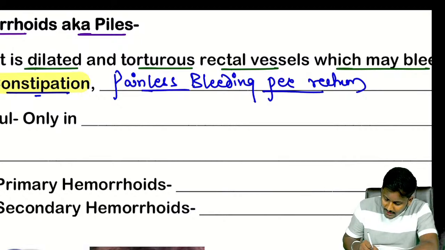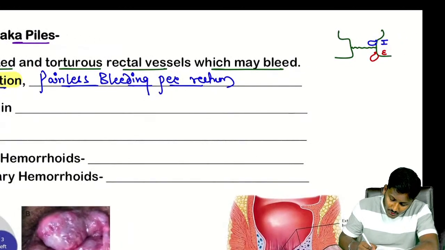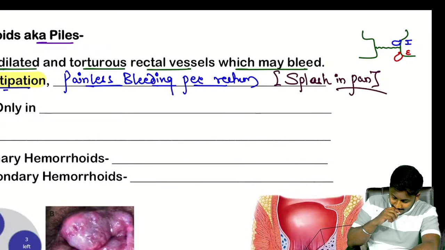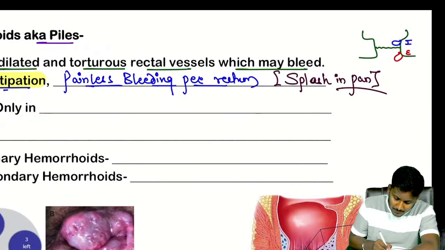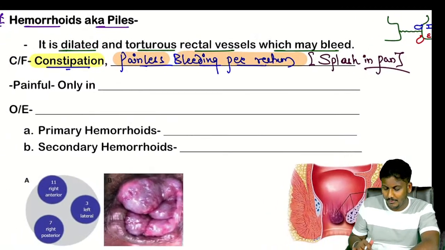And this bleeding, beta, how is it described? Here the vessels are rupturing and the patient is bleeding, so there will be massive bleeding, and this bleeding is usually described as the splash in the pan appearance. Okay, the patient is going to have a painless bleeding per rectum, beta. That is important to be remembered.